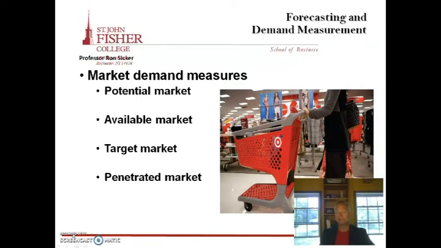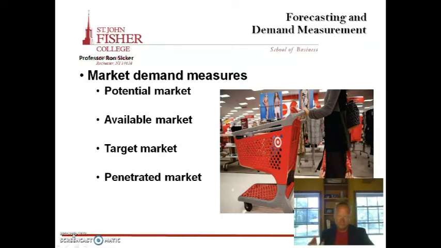As I said in the introduction, forecasting demand is one of the most difficult things that a marketing person can do. Think about demand. The reason that you need to forecast demand is really for inventory, and also for making sure that you have enough for your particular target market.